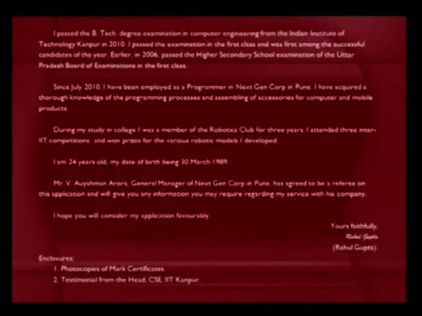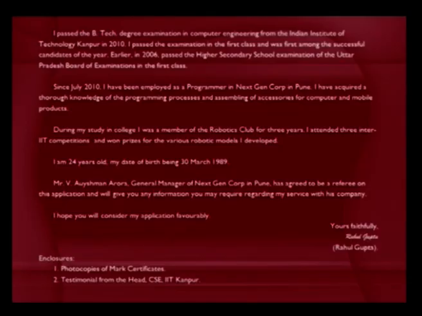Earlier in 2006, I passed the higher secondary school examination of Uttar Pradesh Board of Examinations in the first class. He is trying to tell that I am a computer graduate education wise and I maintain a consistent first class. He is highlighting the uniqueness in him.